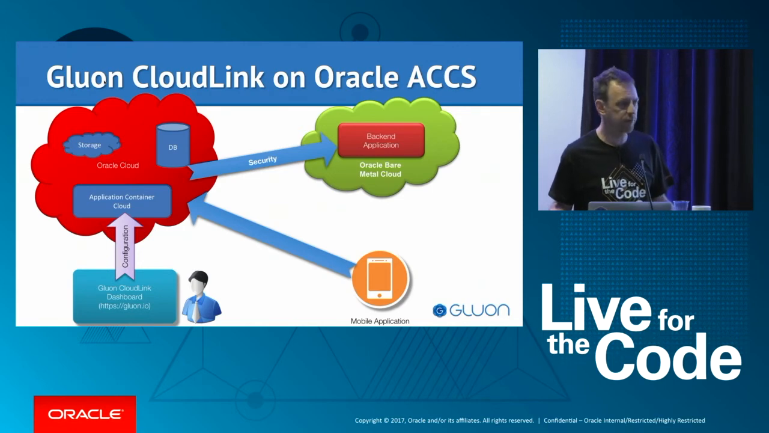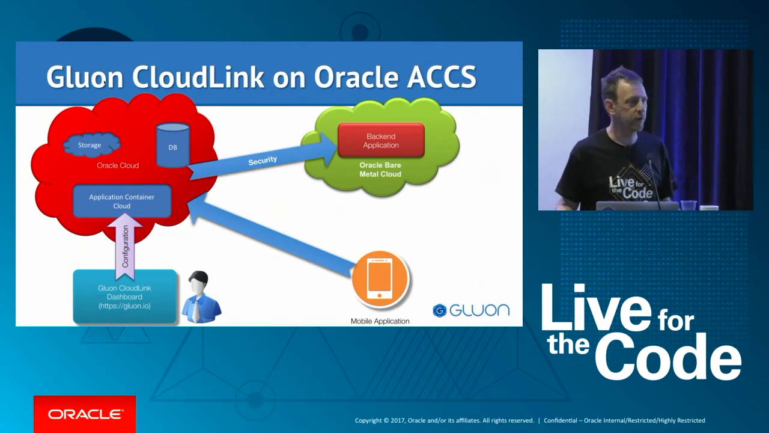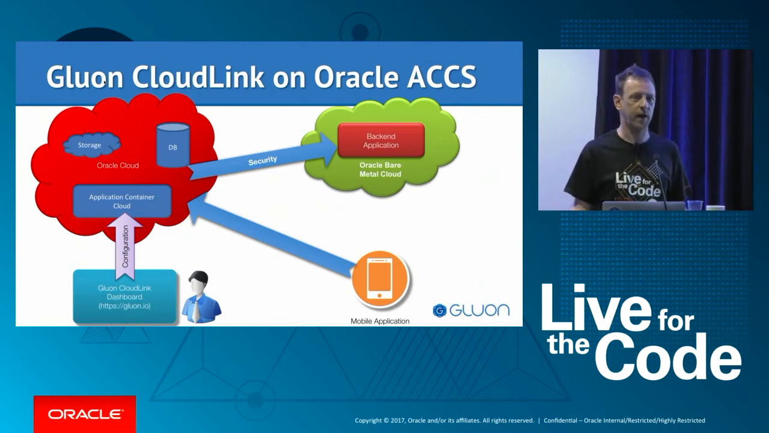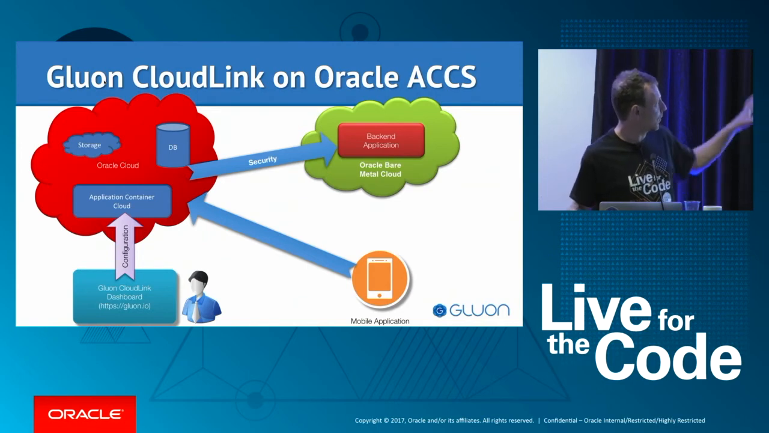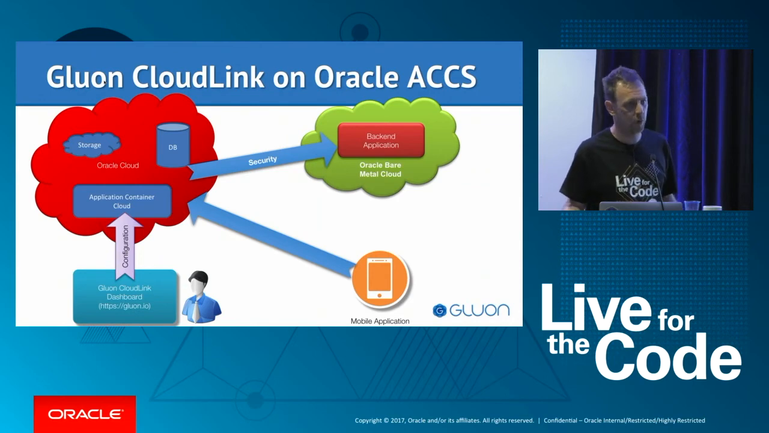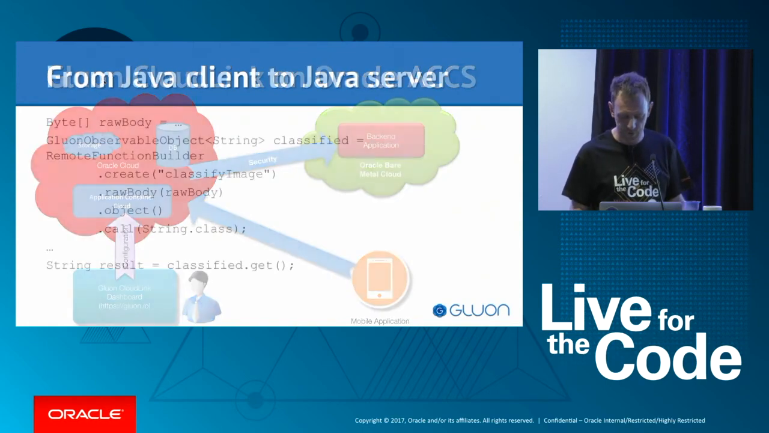And there, the Oracle Cloud provides a handy way to distribute software applications like Gluon CloudLink. We have an installer for that. The result is that the middleware is on the Oracle Cloud as well. You can manage it via a web interface, gluon.io. Requests coming from the mobile application go through Oracle Cloud and go to the backend application, which is in this case also running on the Oracle Cloud.